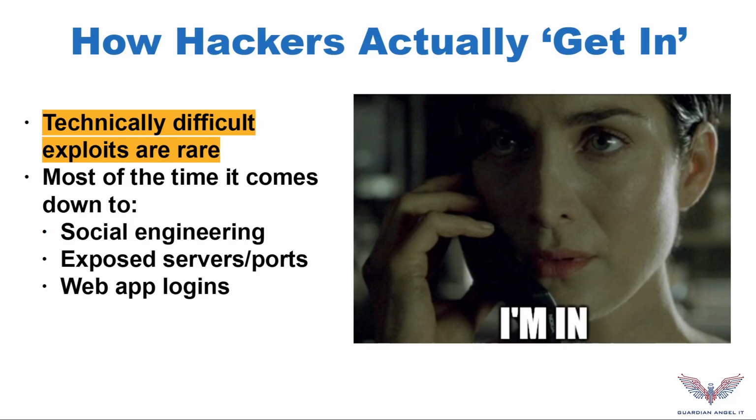The first thing to understand is that while thousands of new exploits are identified in software and hardware systems every year, it's actually pretty rare for technically difficult attack chains to be used against small businesses. Instead, the vast majority of the time, initial access happens through social engineering, exposed servers or ports on the computers connected to our networks, and web application logins. Let's take a look at the first one, social engineering.